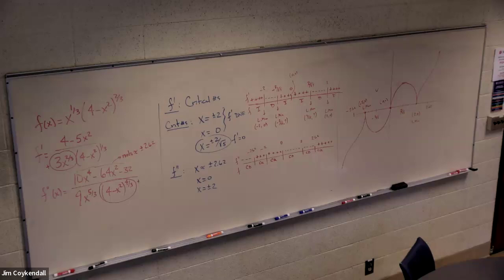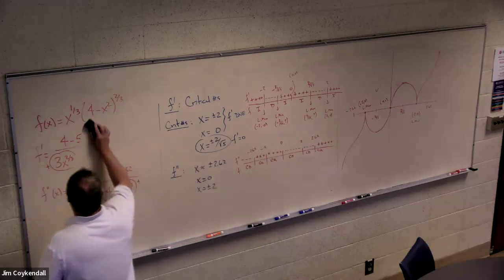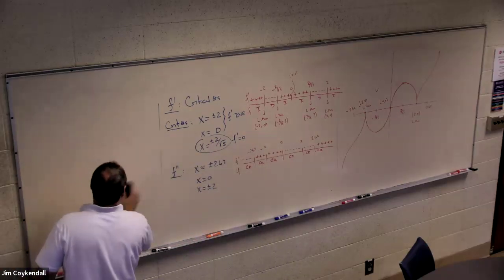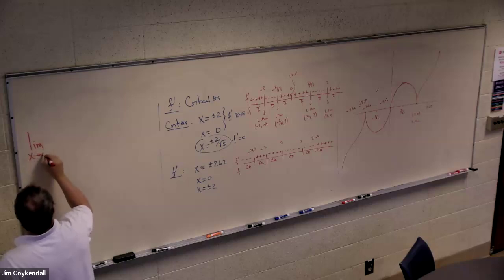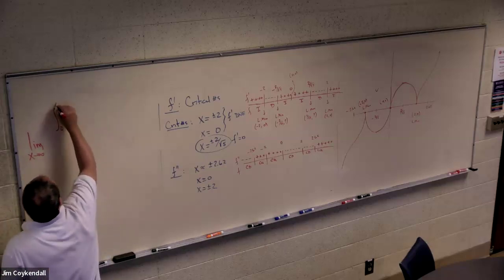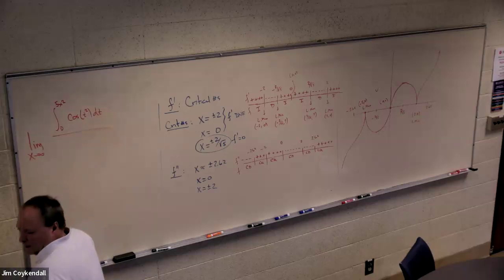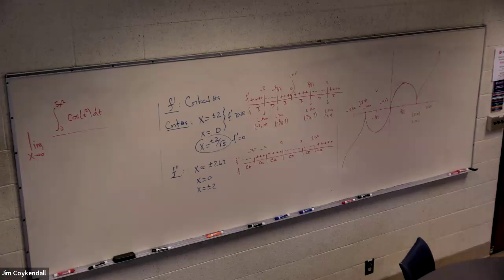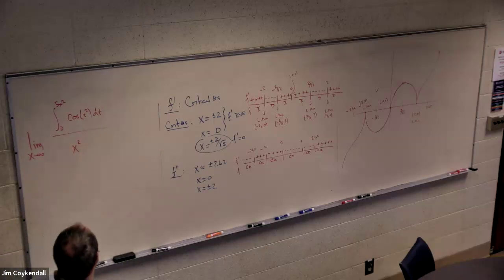This is this limit. So what do we got? Trying to find the limit as x goes to 0 of the integral from 0 to 5x squared of cosine t squared over x squared.